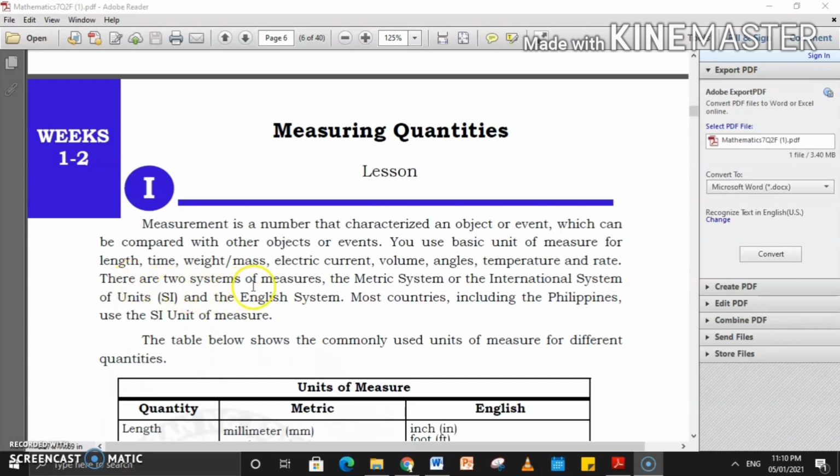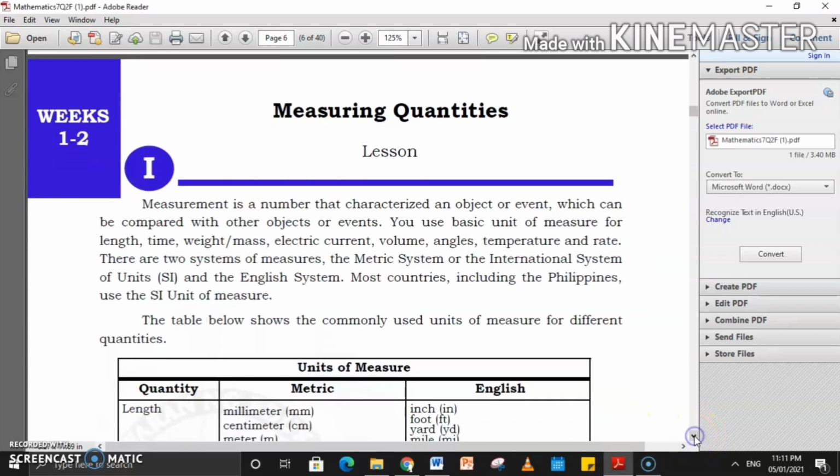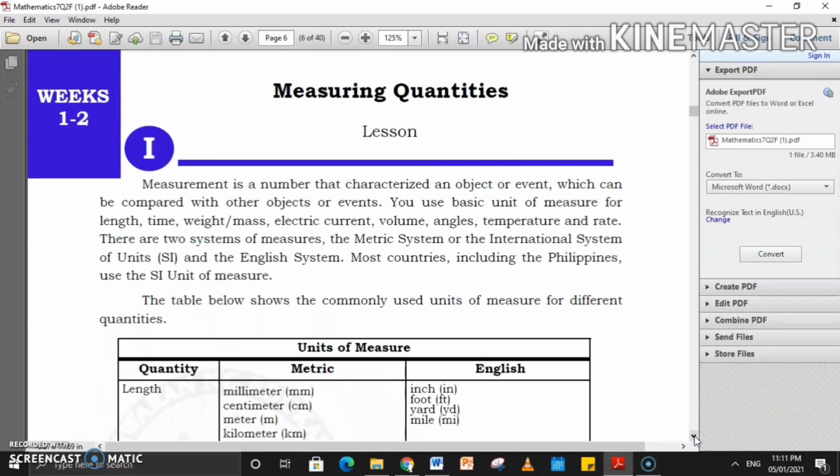Meron tayong two systems of measures na ginagamit. So ang una is yung metric system or yung tinatawag ding International System of Units. So iisa lang yun. Metric system or International System of Units. And yung isa pang system of measure is the English system. So that is metric system versus English system. So in many countries, especially dito sa Pilipinas, ang ginagamit kalimitan is yung ating metric system of measure. So dito, I will show you the different used units na ginagamit natin pagsukat ng different quantities.